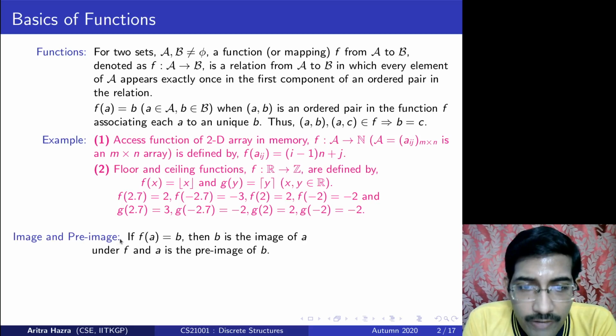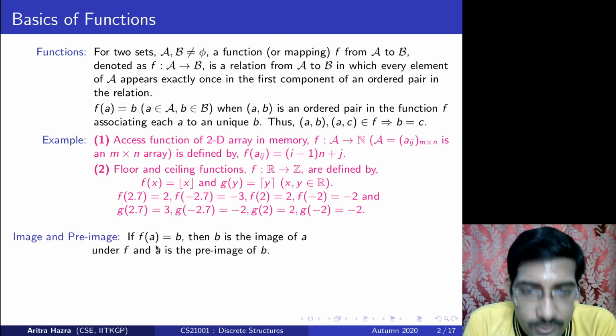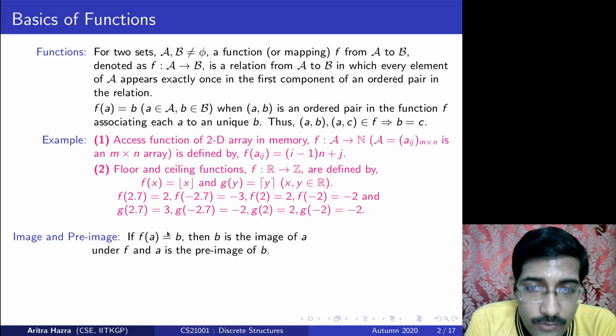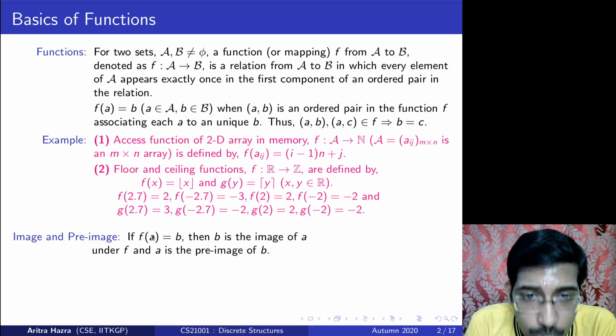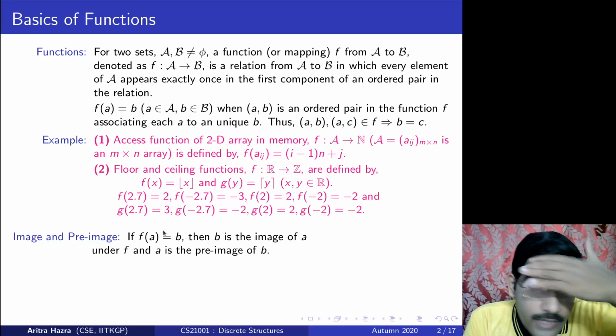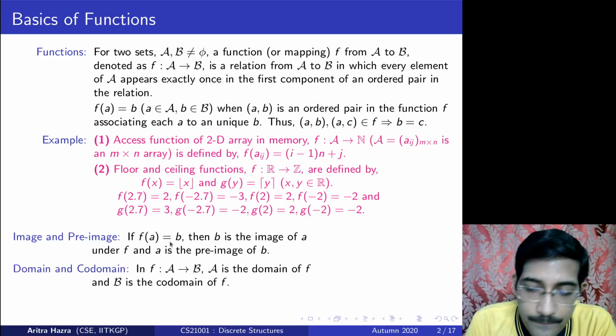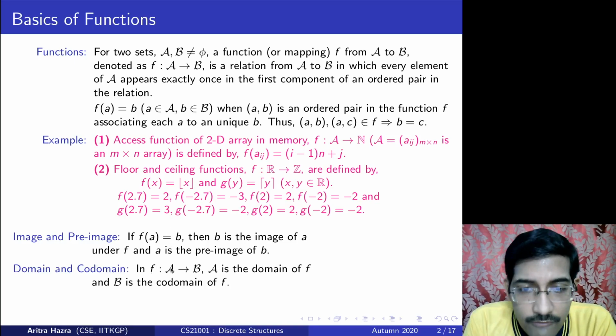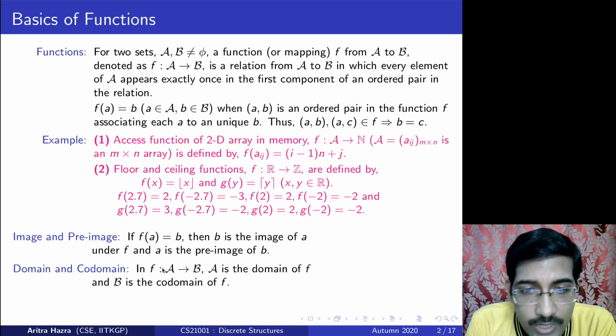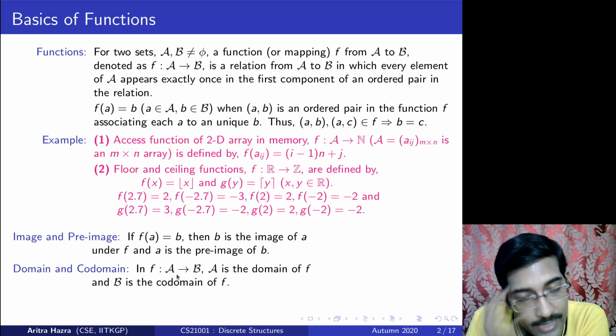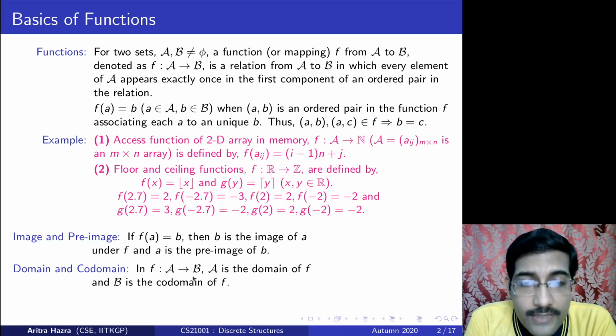We define the image and pre-image of a function as follows. Let a be from set A and b be from set B. We say f(a) = b, that is, we associate a to b, and we call b the image of a and a the pre-image of b. In a function from a set A to another set B, we say that the first set, A, is my domain and the second set, B, is my codomain.